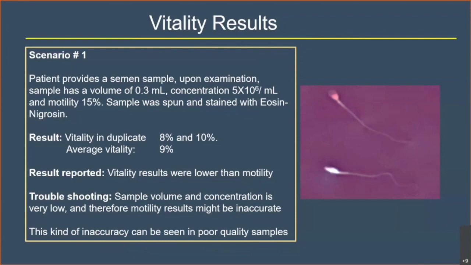So this case is an example of a poor quality semen sample where, number one, the semen volume is very low. Number two, the concentration is also very low, and the sample is spun. And that is the reason why this result may be inaccurate. And this inaccuracy can be seen in sperm with poor quality. Next slide, please.